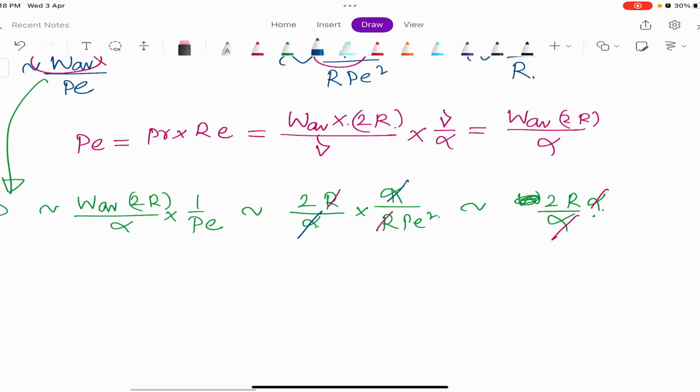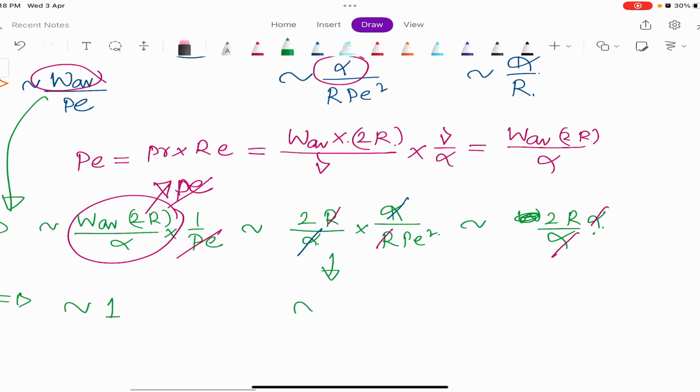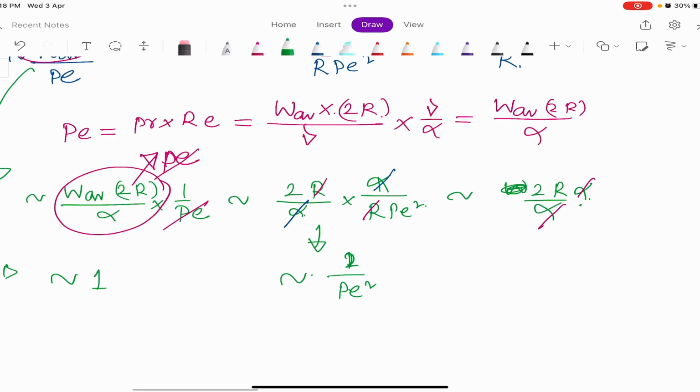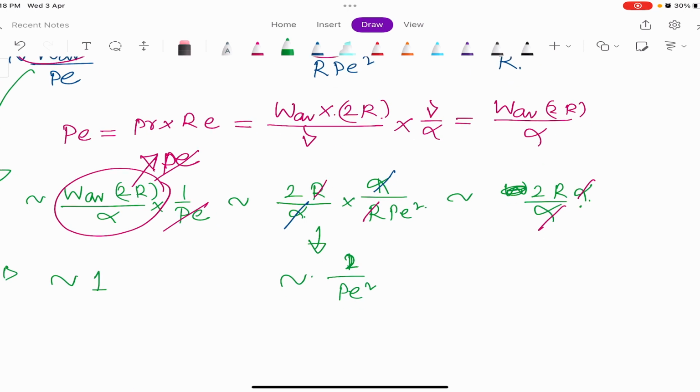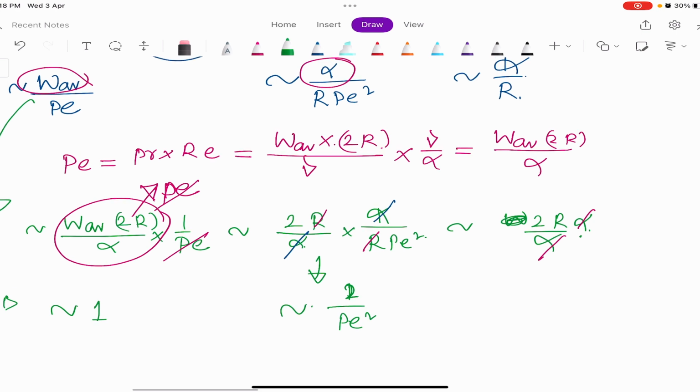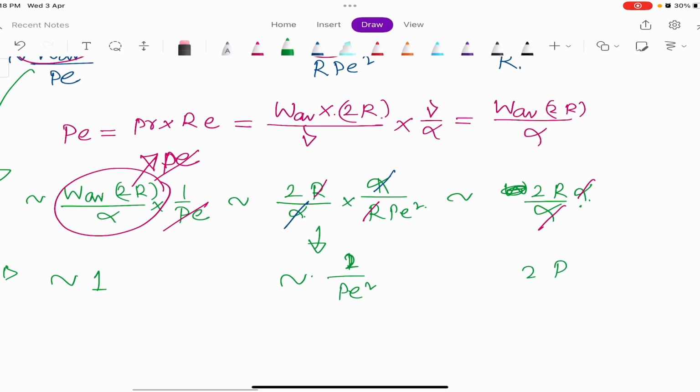So now let us see what we are having. This is the Peclet number, right? So the Peclet number here and here will be cancelled out. So this will be of the order of 1, and here this will be of the order of 1 by Pe squared, actually 2 by Pe squared, but we don't take this 2, and here it is of the order of 2r, right?